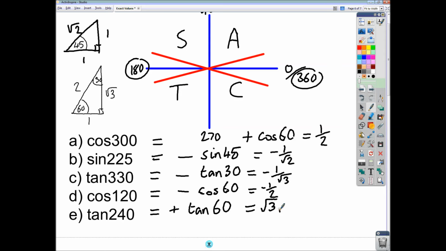So that's how you would use triangles to come up with exact values of angles such as 30, 60, and 45, and also how you could then use these to find the exact values of angles which are greater than 90. Okay, so I hope that was helpful.